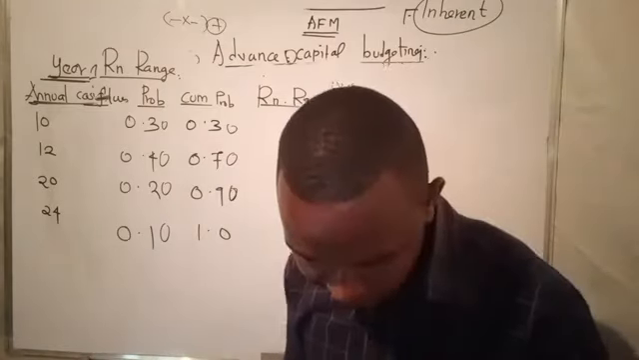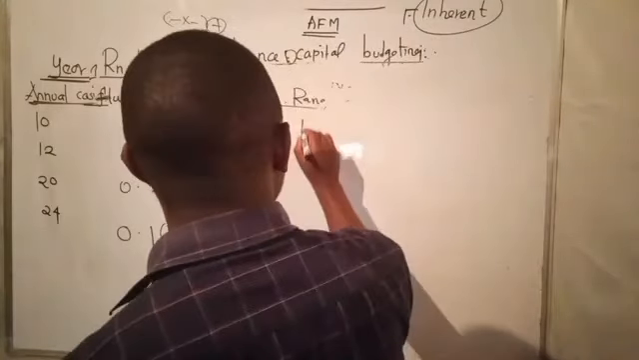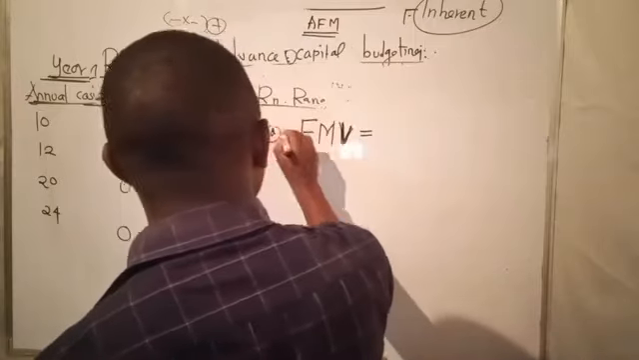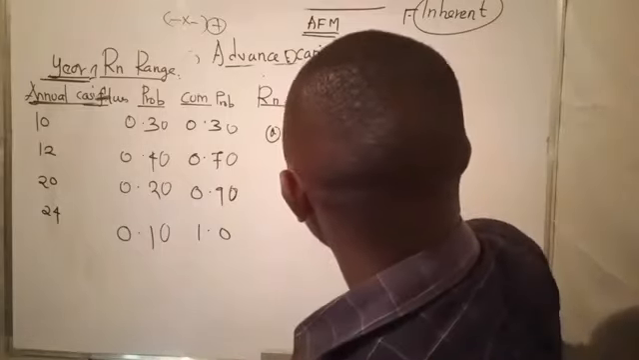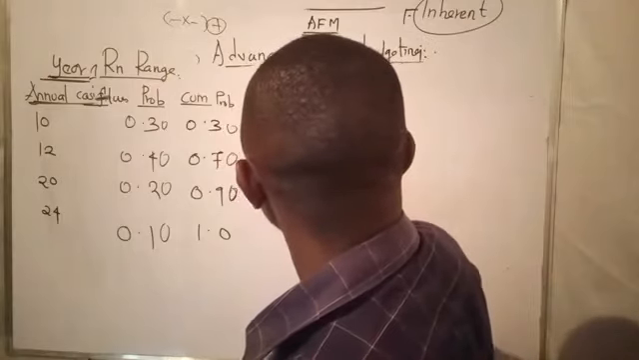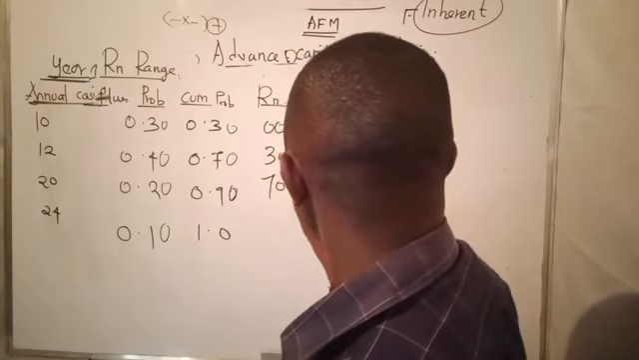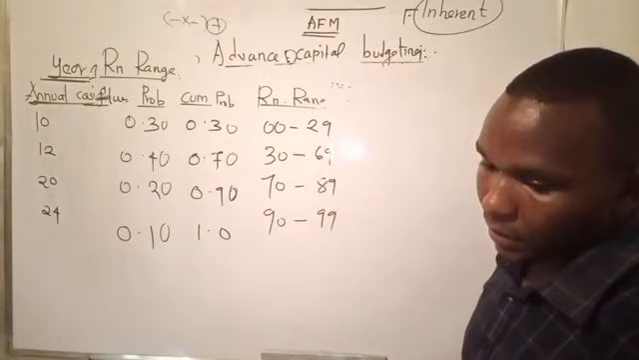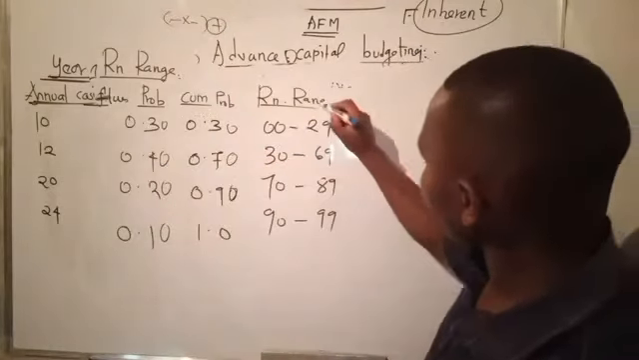Let us do Roman A, expected monetary value. When we say expected monetary value, you must know the probability. Expected monetary value, question A. The last range is 9 to 10. When you make this range, having added 0, it will come 0 to 29, 30 to 69, 70 to 89, 90 to 99. So it should be 1, so there is no 1. That's why the other one is going to have 1 on top to make it 2 digits. So you will make the range for year 2 and year 3.